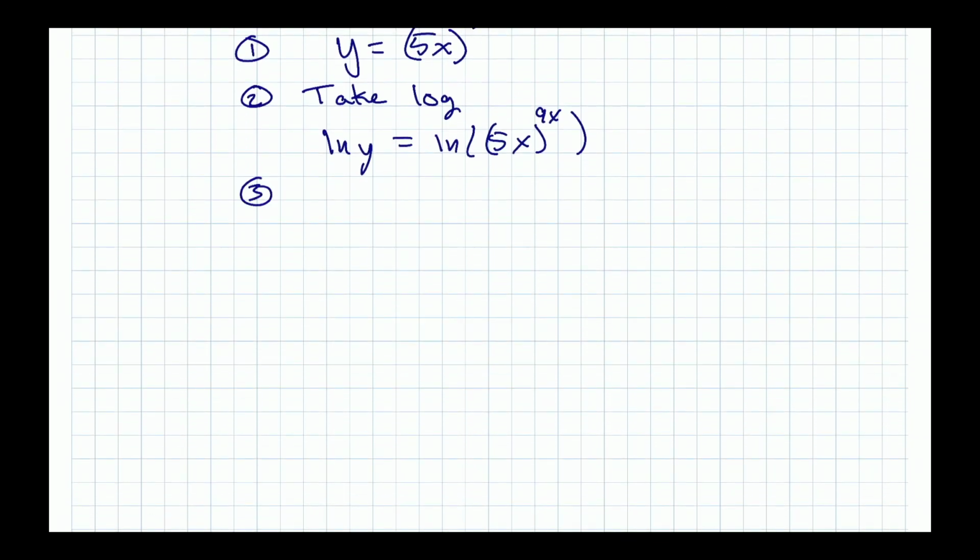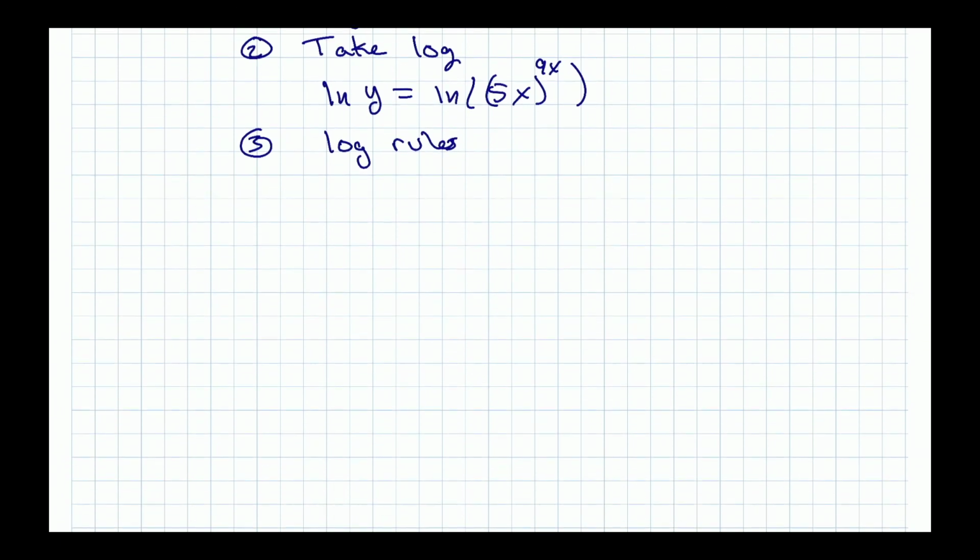Then what do we do? Derivative? Nope. Log rules. What kind of log rules? So ln y equals, and we just need the log rule here that will let us take the 9x out in front. So that's the only one we really need. Take that 9x in front: 9x ln 5x. Okay? Good enough. Technically, you could use another log rule on the ln 5x. I am not going to bother.